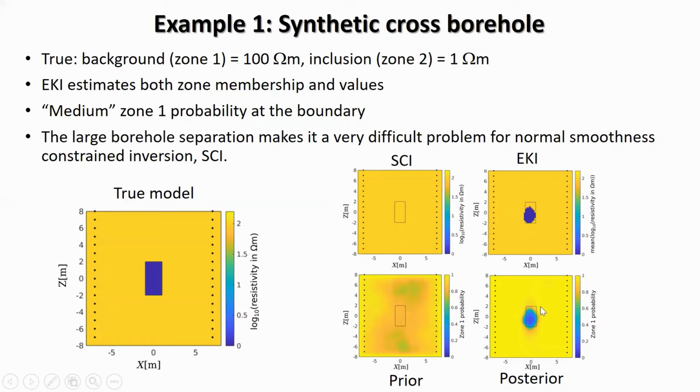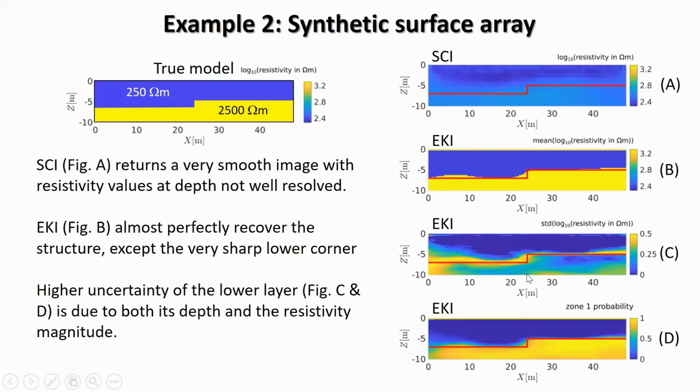We can look here at our posterior distribution, in this case for the zone 1 probability. So this is the background region, and we see the high probability in yellow and the low probability, i.e. that's likely to be zone 2, shown in the blue colors. So this is the kind of information that we can get from this solution.